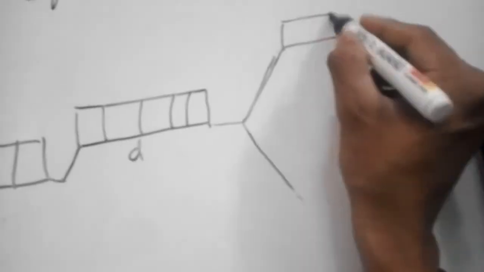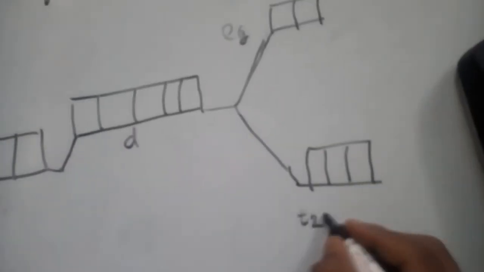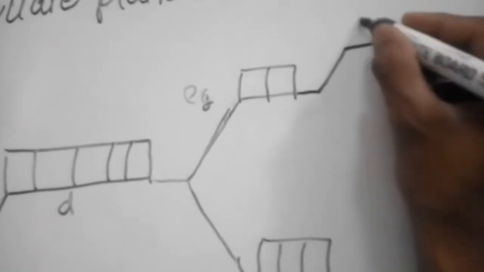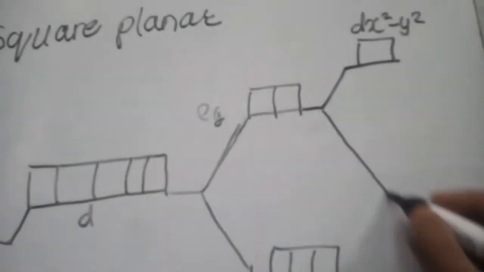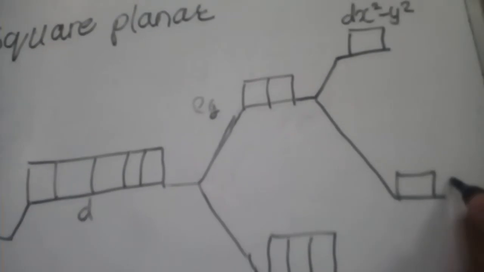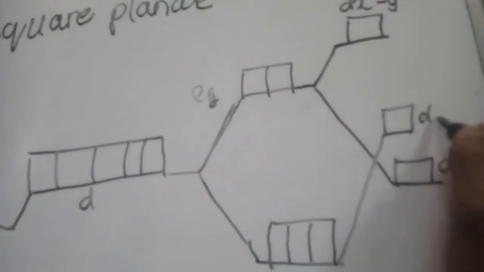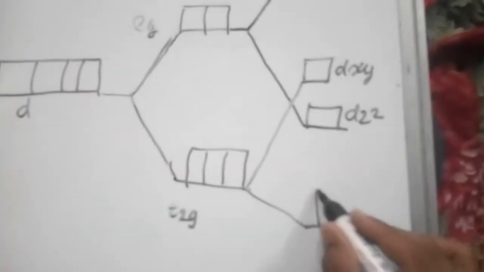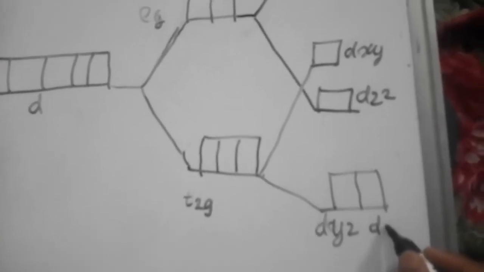These are Eg orbitals and these are T2g. The energy of the dx square minus y square orbital will increase, and that of the dz square orbital will decrease. Dxy will have more energy than dz square, and the dyz and dxz will have less energy, that is, they will stabilize the complex.